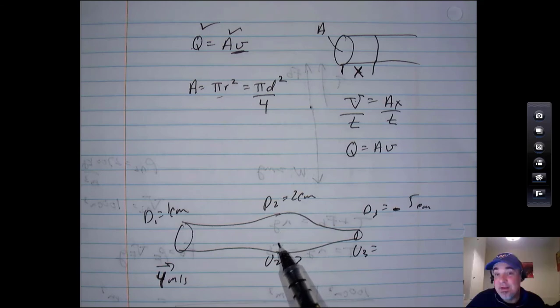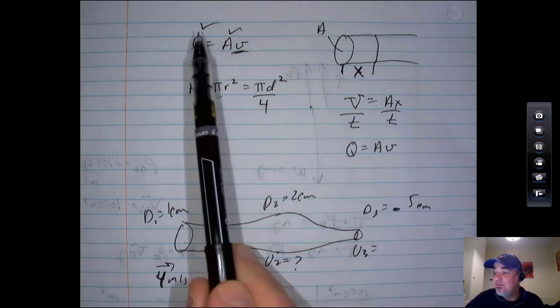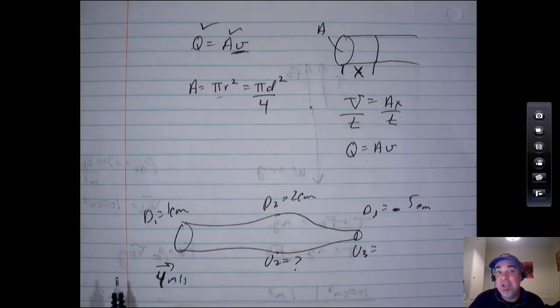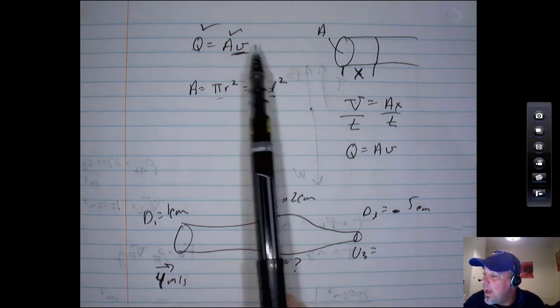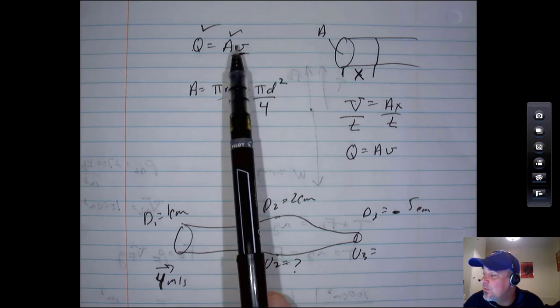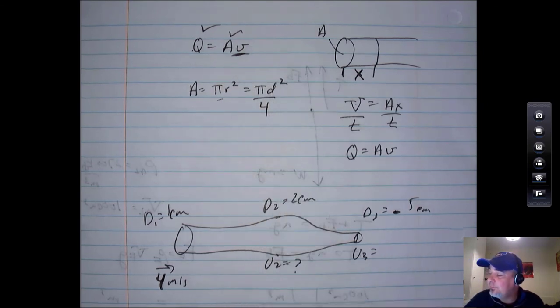And you'll see why in a minute. Here it goes from 1 all the way up to 2, but then back down to 0.5. We want to know the speed here and the speed here. Again, the thing that's not going to change is the volume flow rate. The Q is the same. It's the same amount of volume per time. Same amount of cubic meters per second.